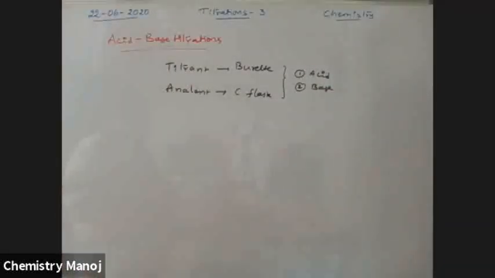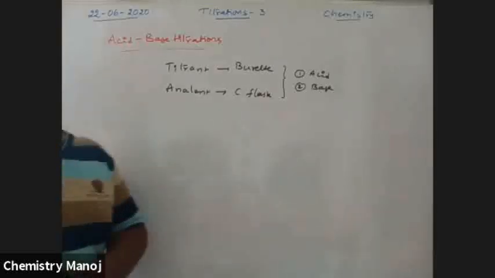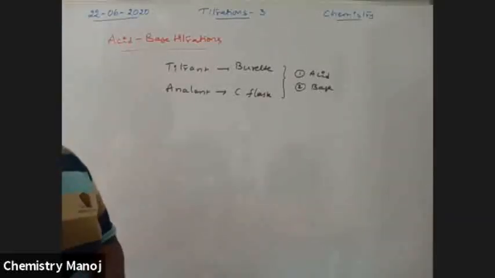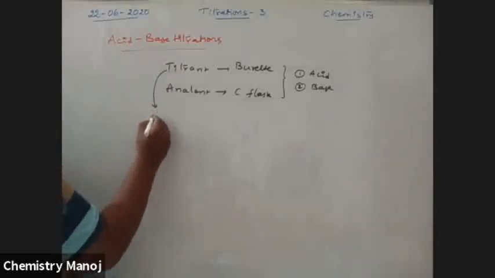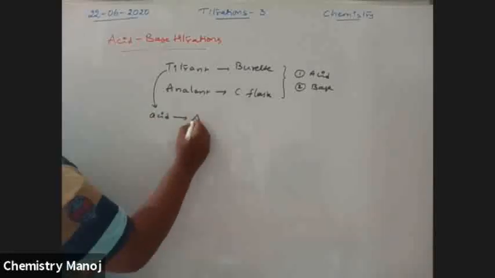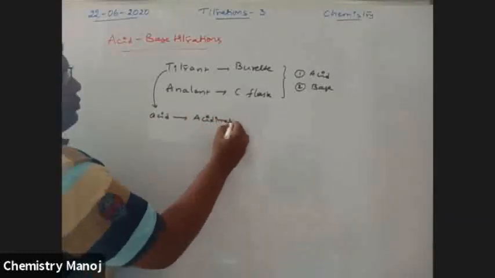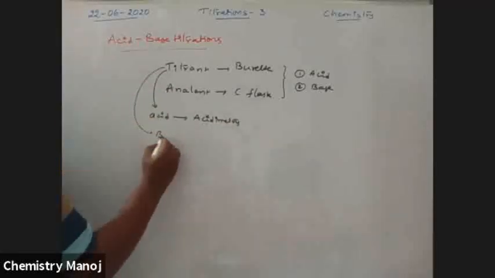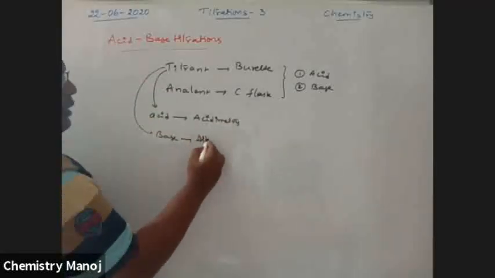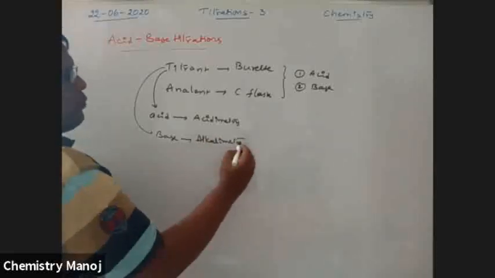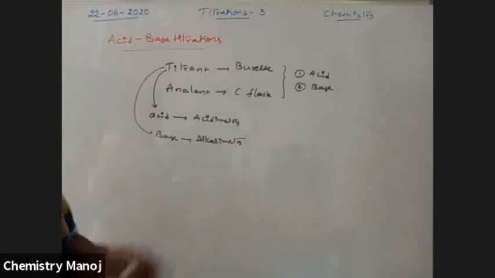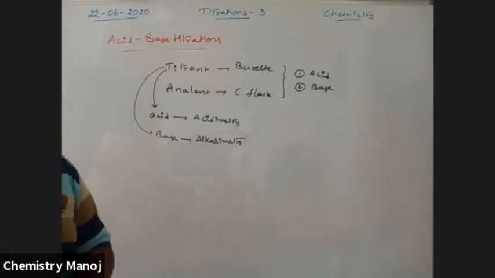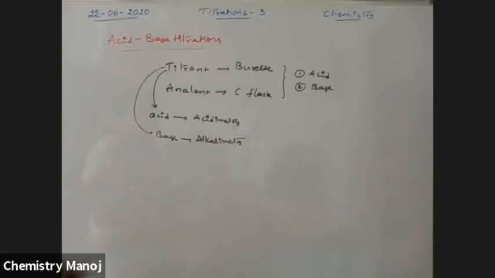One is acid, another one is base. This type of titration is called acid-base titration. If the titrant is acid, that is called acidimetry. If the titrant is a base, that is alkalimetry. That is, acid-base titrations are of two types: the titrant may be acid or the titrant may be base. Alkali is nothing but base.